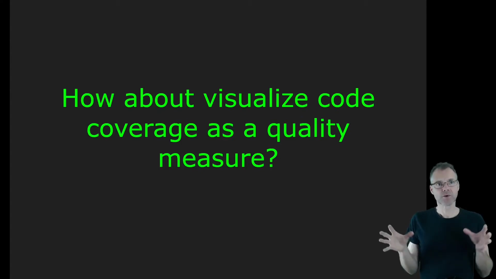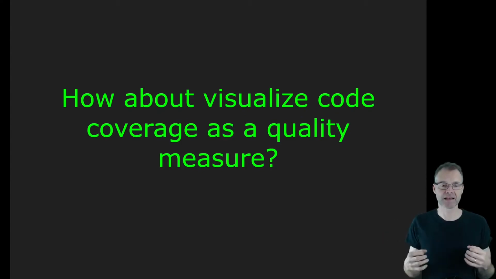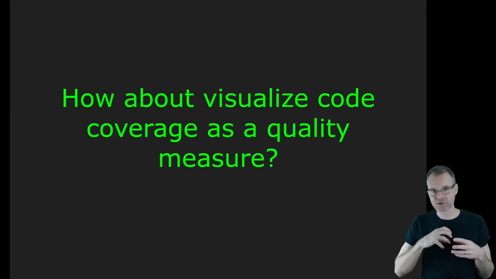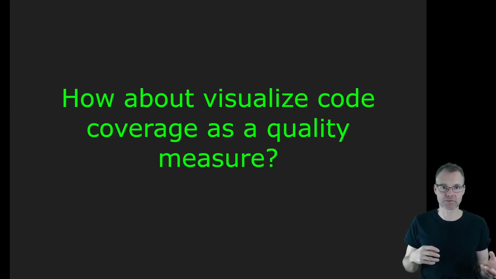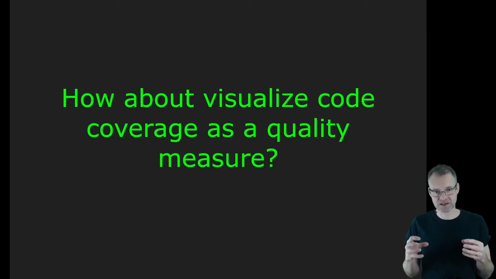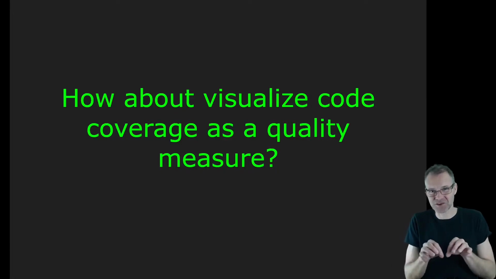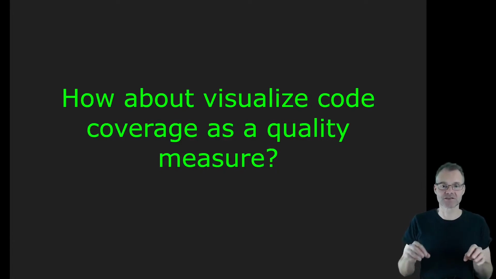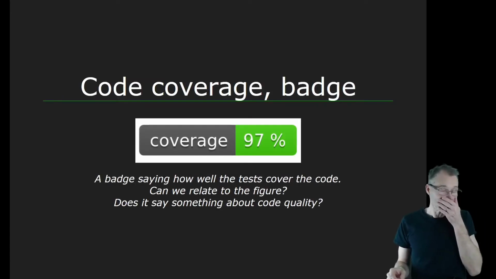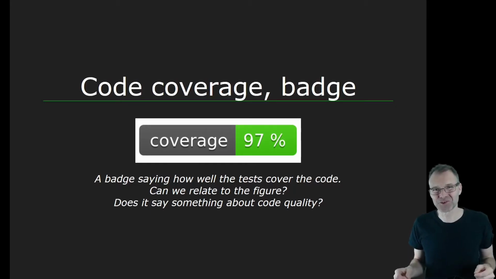Okay, so there we go. Now we have badges for building a project. That says the whole build process, like make install, make test, worked. And we have a visualization of code quality that goes beyond a grade of 1 to 10. We have more metrics on each part of the project, the classes, the methods. So how could we go about visualizing code coverage as a quality measure, and how can we use it?